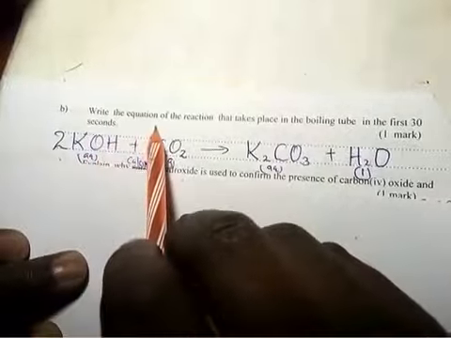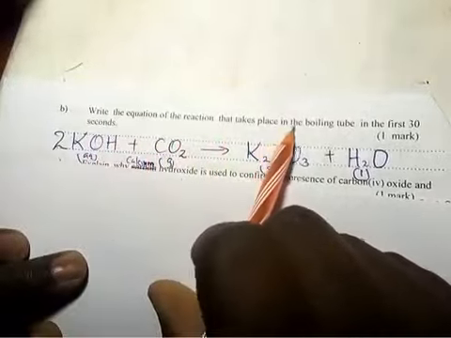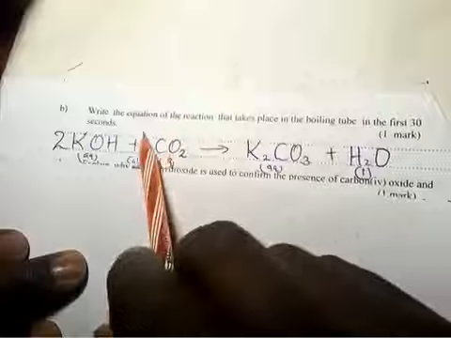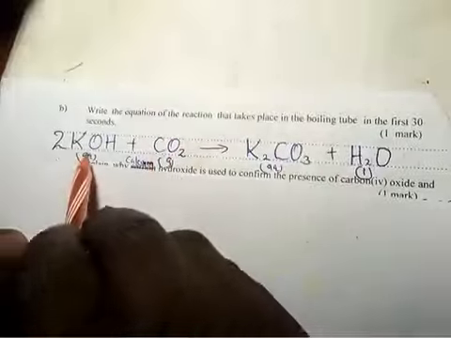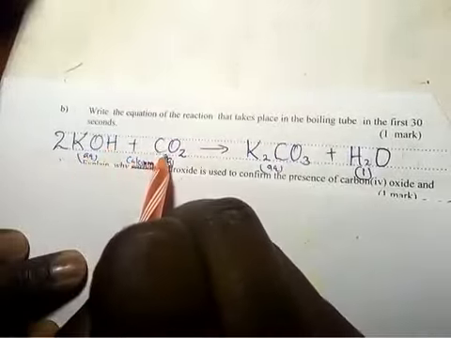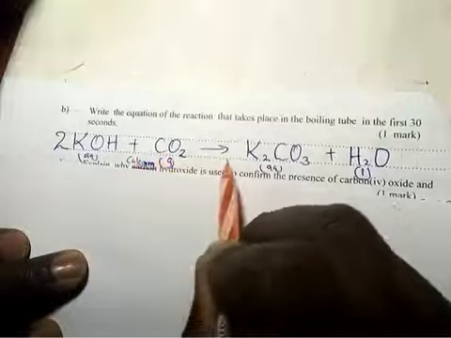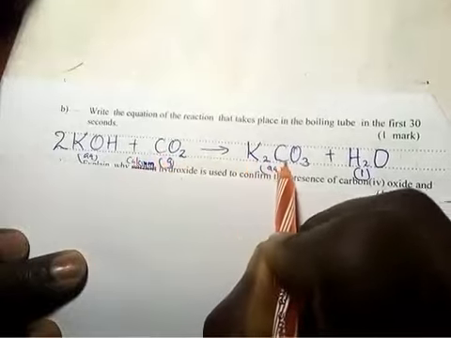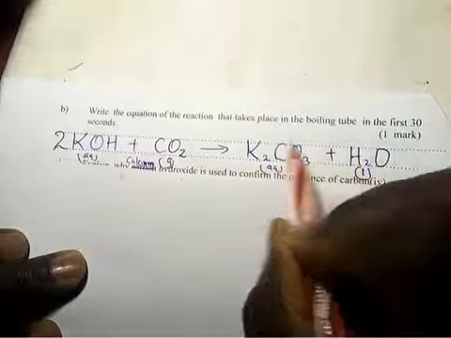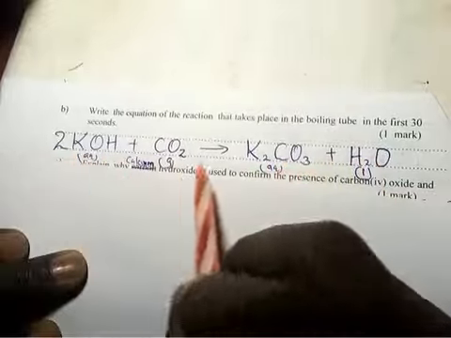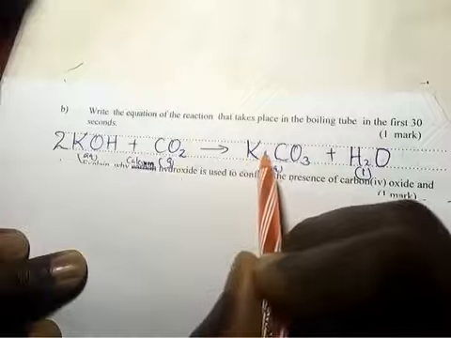Write the equation of the reaction that takes place in the boiling tube. In the boiling tube, we have potassium hydroxide, which will react with carbon 4 oxide. The reaction forms potassium carbonate plus water. So you need to balance the equation like this. This is how you write the equation.